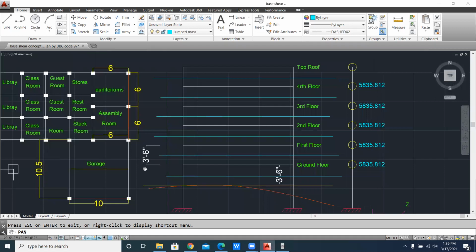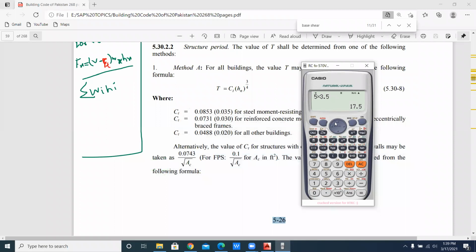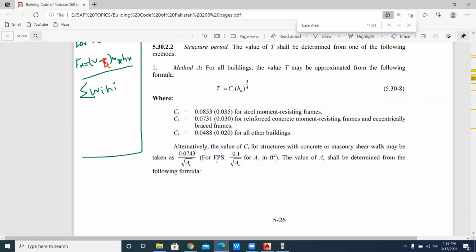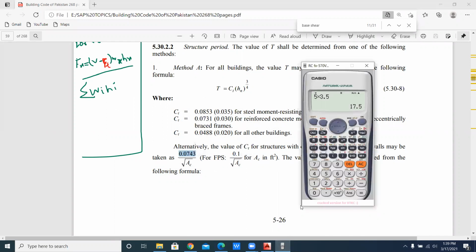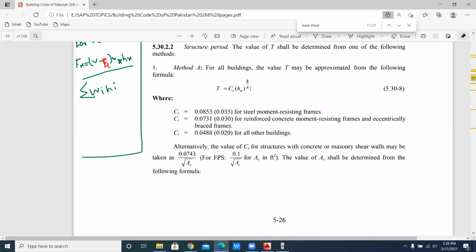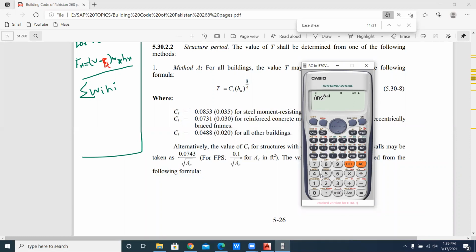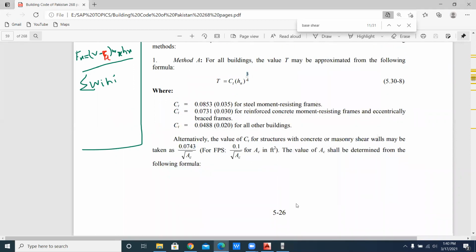As I told you, here I didn't consider feet. It is meters, so that is 17.5 meters. In case of FPS you would calculate in feet, but I have considered meters, so 0.0743 will be used. 17.5 raised to the exponent 3 by 4, that is 3 divided by 4. You will see here 8.556, and multiply with 0.0743. So you can see that your time period is 0.635.